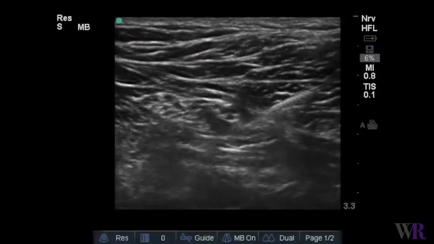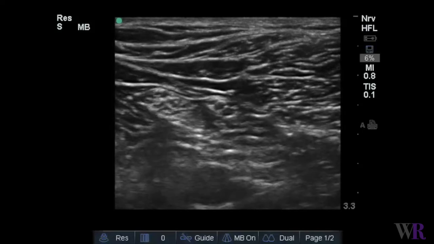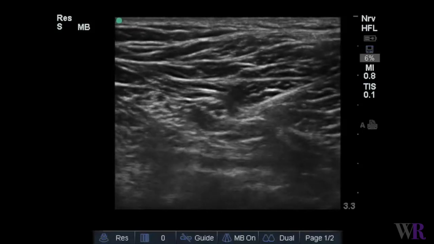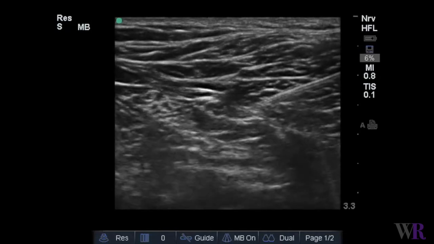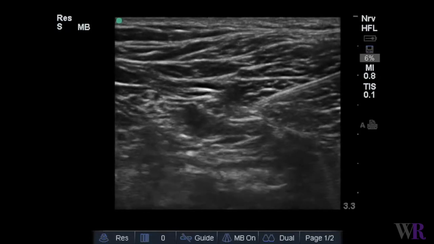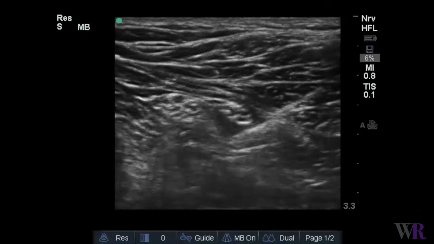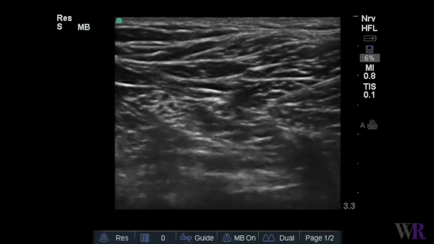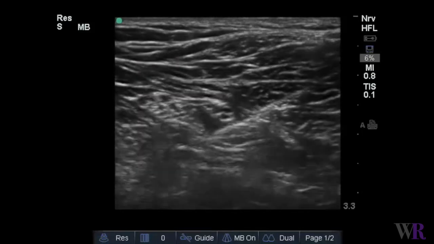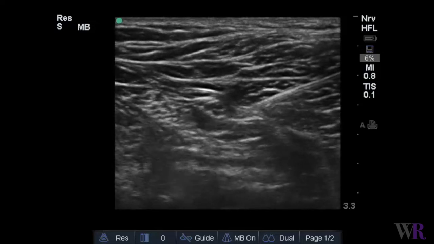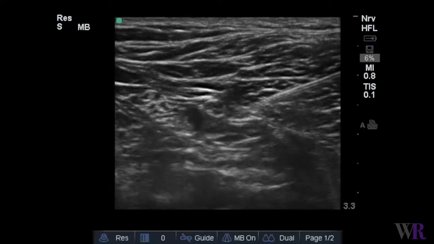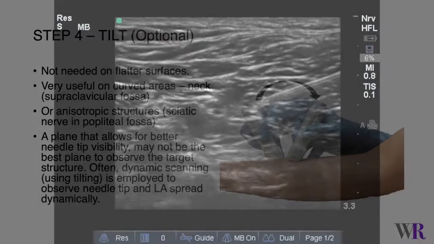In this scan of sciatic nerve injections at popliteal fossa, note how the entire needle is not visualized, but small rotation allows correct identification of the needle tip. Continuously applied and subtle corrections of rotation finally allow the entire needle, including the tip, to be visible. This is not always required, but at least the tip needs to be seen.